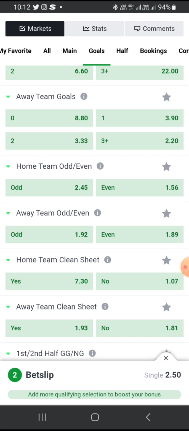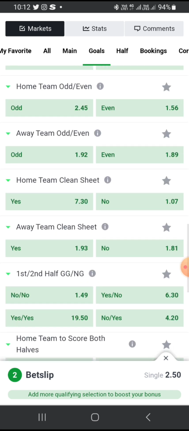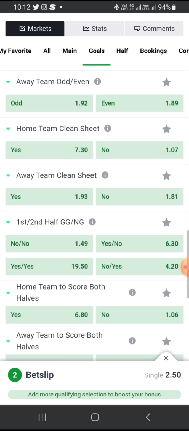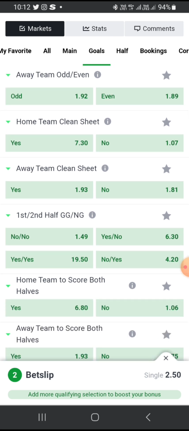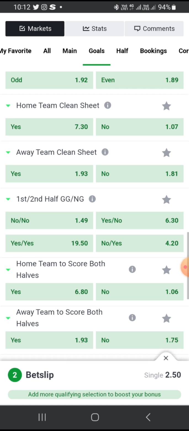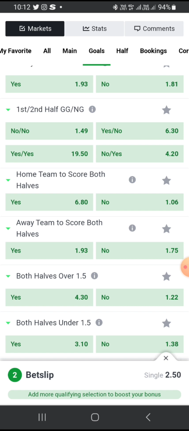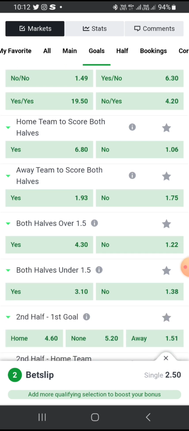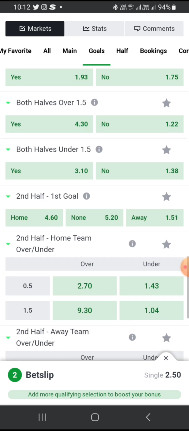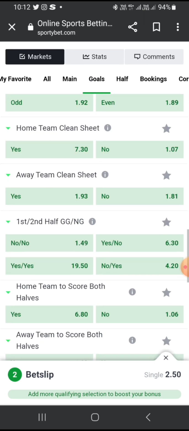Then home team odd, I've said this. Away team odd, I've explained this. Clean sheets, I've explained this. Home team clean sheet means that home team has to win outrightly without receiving any goal. So I think this is the best we can take for now. First and second half goal, I'll explain this next time. Home team to score both halves, I'll explain this later. Away team to score both halves, I'll explain this later. Both halves over 1.5, I'll explain this later.